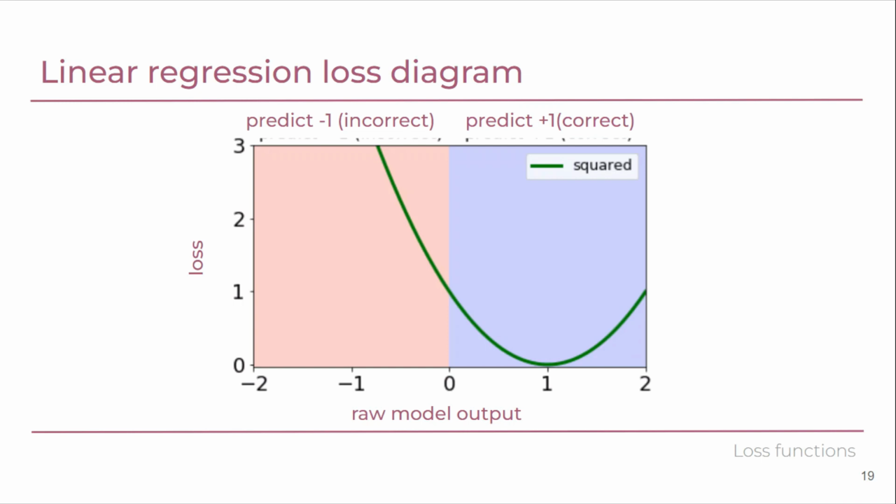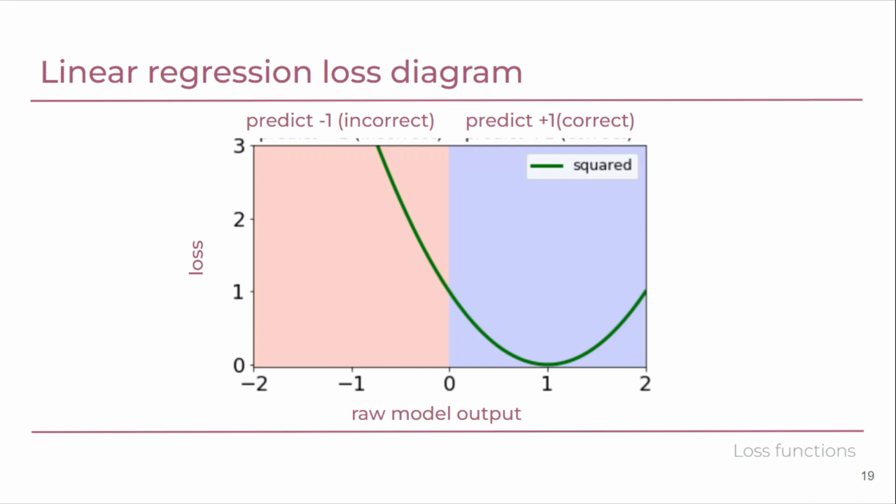We can see this problem in the picture. The left arm of the curve is okay, the loss is large for wrong answers. But the right arm is problematic. If the raw model output is large and positive, the loss grows large even though we're correctly predicting +1. Since we're fitting a model by minimizing the loss, this means perfectly good models are considered bad by the loss. This is why we need specialized loss functions for classification, and can't just use the squared error from linear regression.